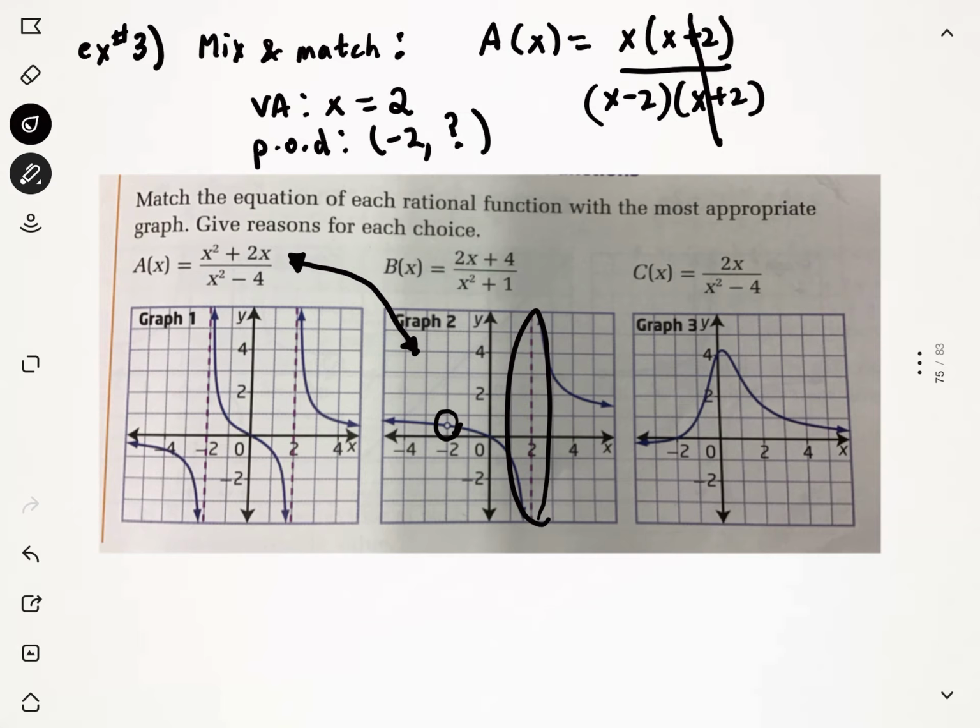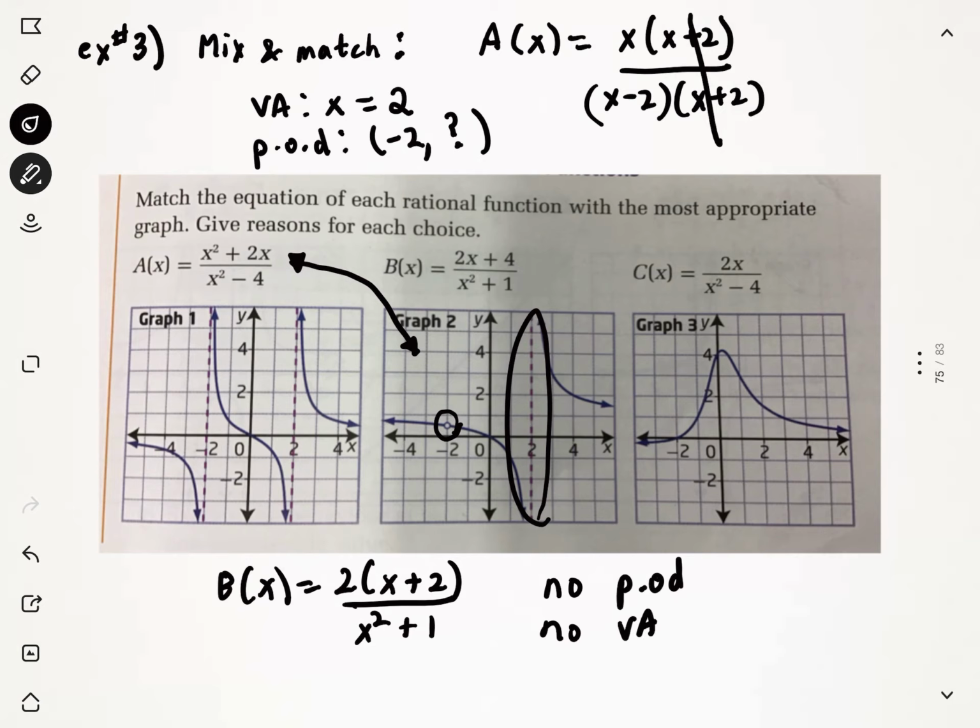Why don't we take a look at the second equation next? This one's a little different because you could factor a 2 out of the top, but you can't factor anything from the denominator. There's no such thing as a sum of 2 squares, so this doesn't factor. Because no factors cancel, there's no p.o.d., and there's also no v.a., because you cannot solve for x out of x squared plus 1. The only function here that does not have a p.o.d. or a v.a. is graph 3. So function b matches up with graph 3.